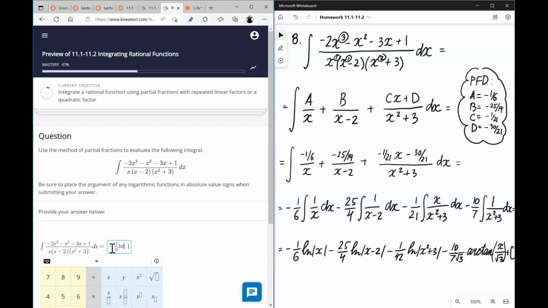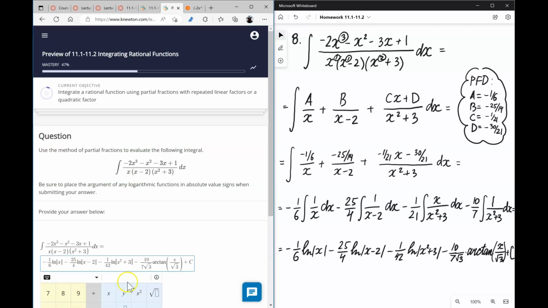So we have negative 1/6 ln of x, minus 25 over 4 ln of x minus 2, minus 1 over 42 ln of x squared plus 3. So the absolute value here is not necessary. This one, you may be forced to simplify, as usually we don't allow radicals in the denominator, but it's really not that big of a deal at this stage of the problem. And we got plus c.